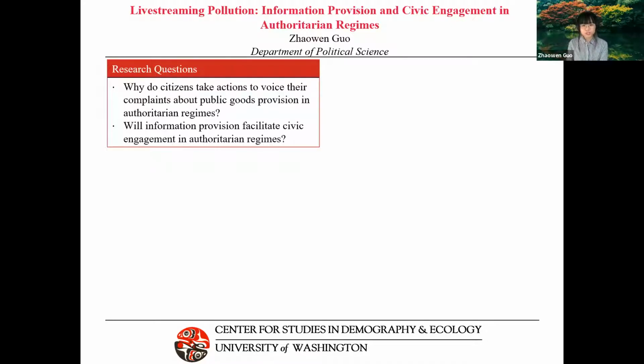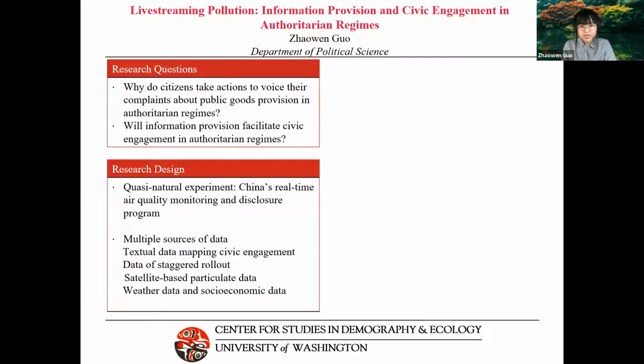So my question in this project is, will information provision facilitate civic engagement in authoritarian regimes? And if so, why? In this research project, I use a quasi-natural experiment to answer this question: China's real-time air quality monitoring and disclosure program, which started in 2013. This information program allows for tracking air pollution data by an automated system and sharing data with multiple stakeholders. I want to look at whether access to pollution information impacts civic engagement in the form of filing environmental petitions.